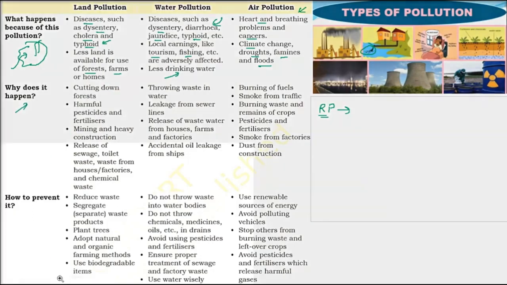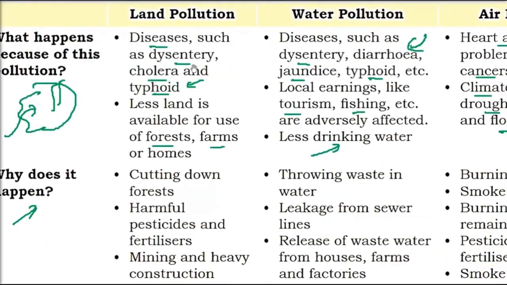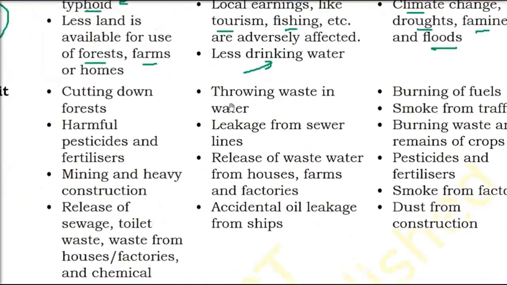And why does it happen? Land pollution, why does it happen? We are cutting the trees. We are using excessive pesticides and fertilizers. We are doing mining. We are doing heavy construction. We are releasing everything to the sewage, toilet waste. You're just putting it on the land.